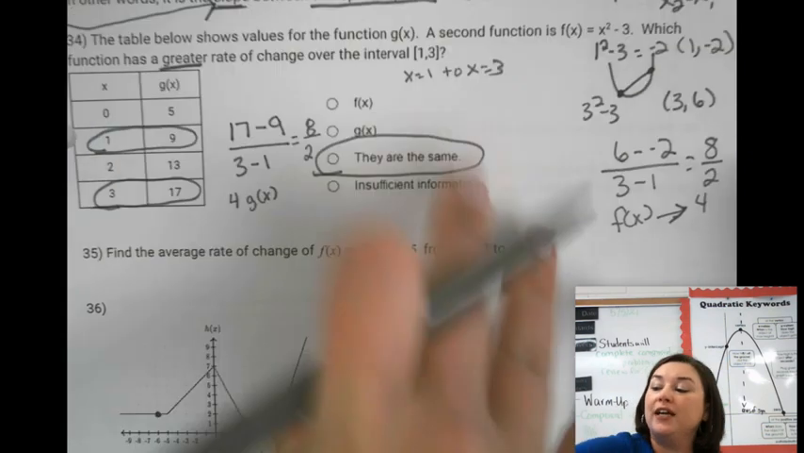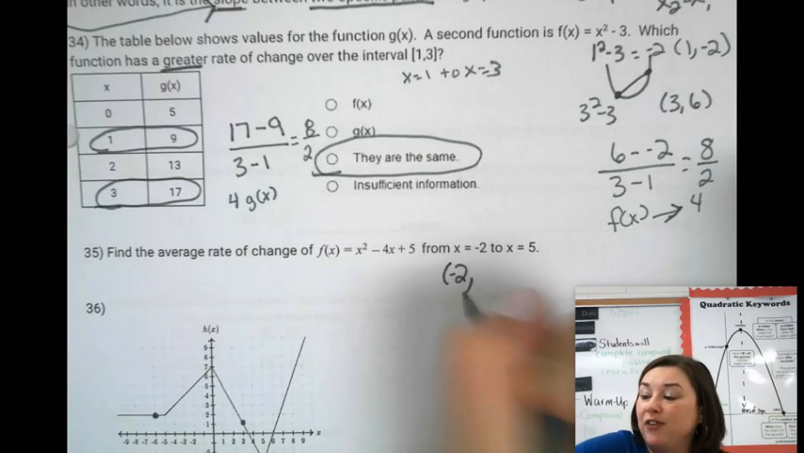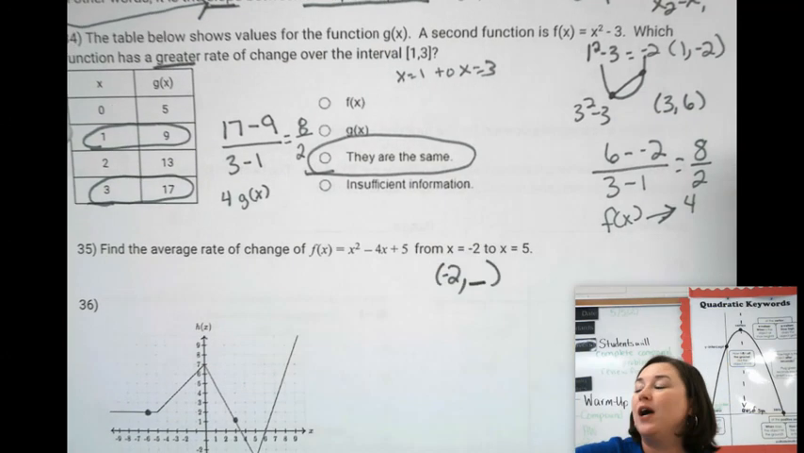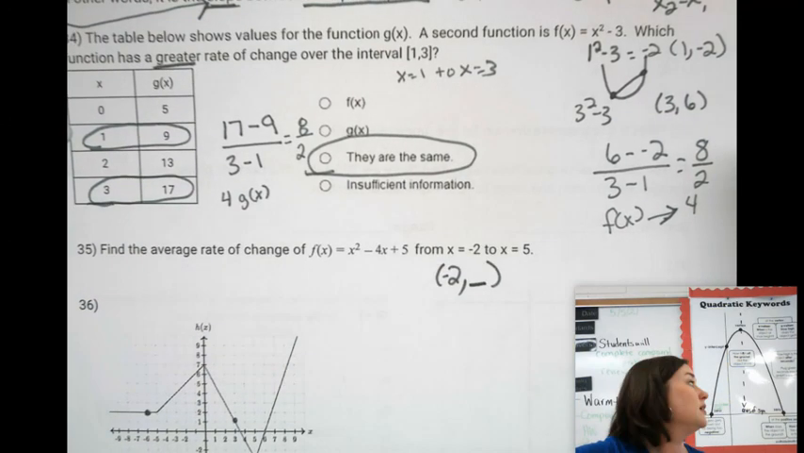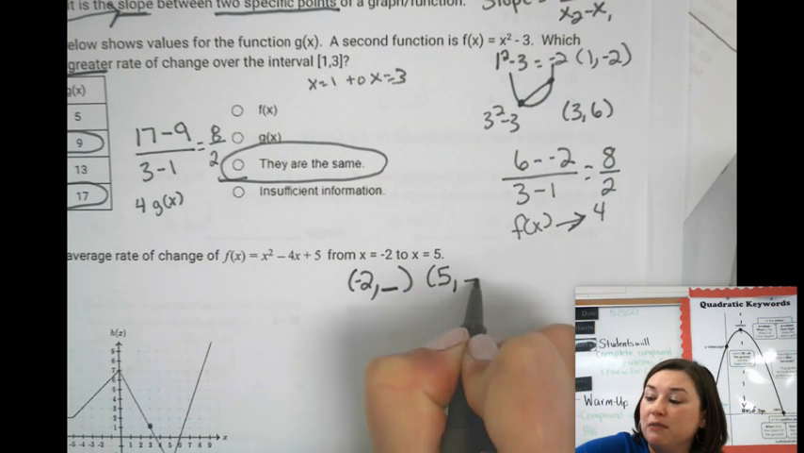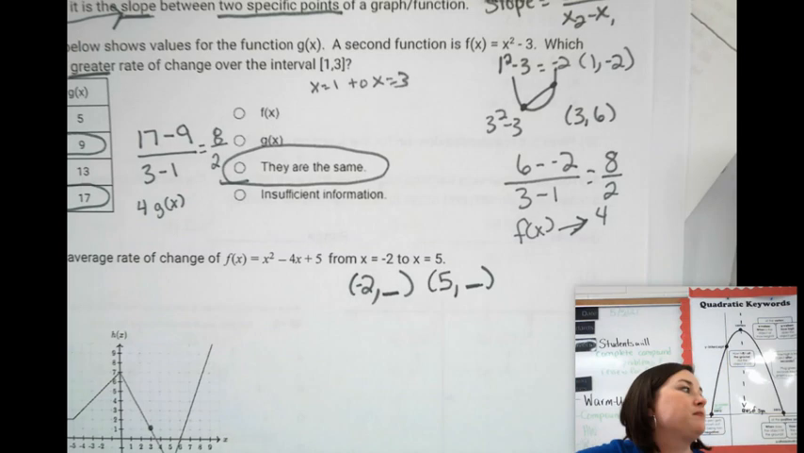You plug it in to find it. So negative 2 is going to be the x value, and whatever you get out when you plug in negative 2 is going to be the matching y value to that. And then you're going to plug in 5, and whatever you get out is going to be the matching y value for that.